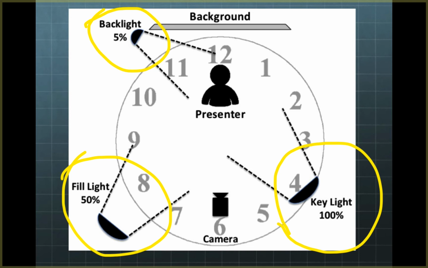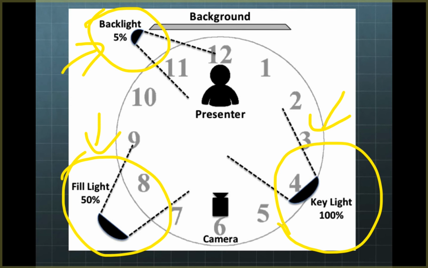But the backlight is going to be less intense than the key light. The key light, which is this one, will always be your most intense light. And then your fill light will be less than your key. Your backlight, depending, sometimes is as strong as your key, other times is weaker than your key. But we'll talk about where each of them go.